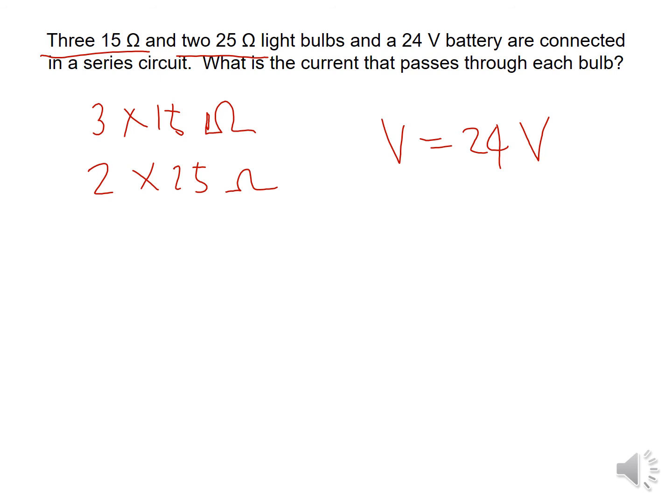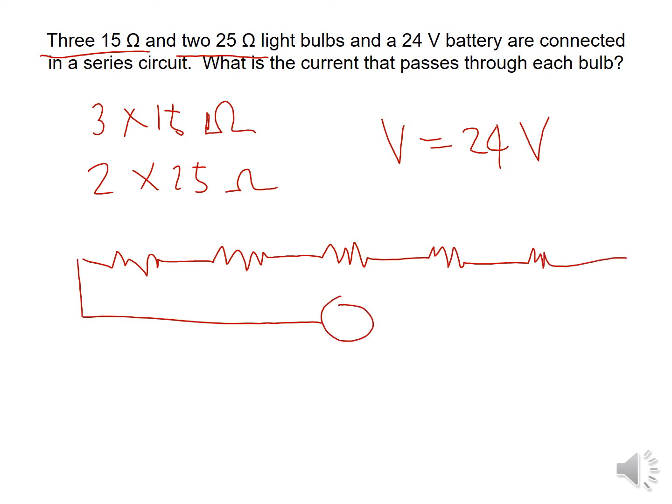So if we're going to draw that, they are connected in series, and then we have 5 bulbs. We can say that this is the first bulb, second, third, fourth, and fifth. And then they are connected in series with the 24 volts battery. So they have the same value. So this is 15 ohms. This is also 15. This is 15. This is 25 ohms. This is also 25 ohms.